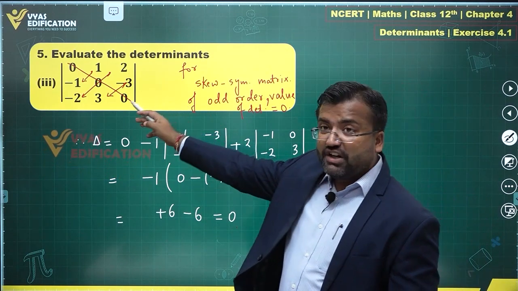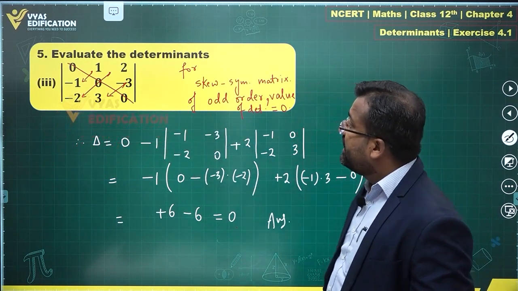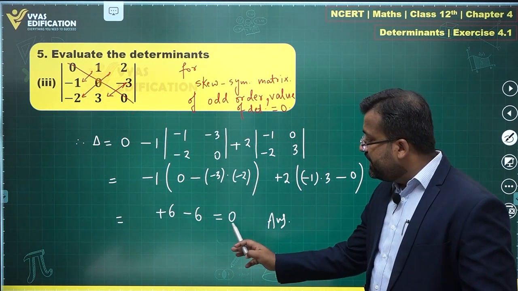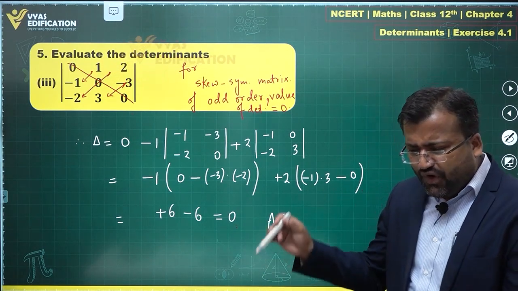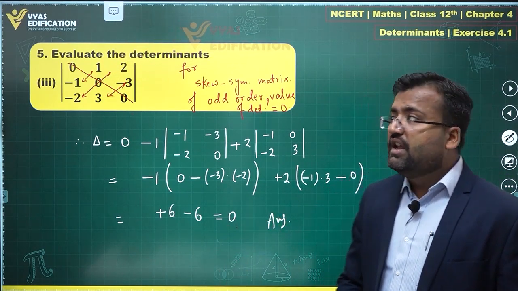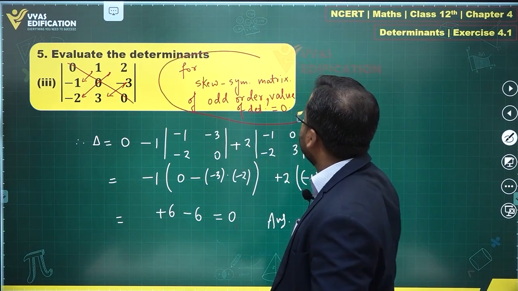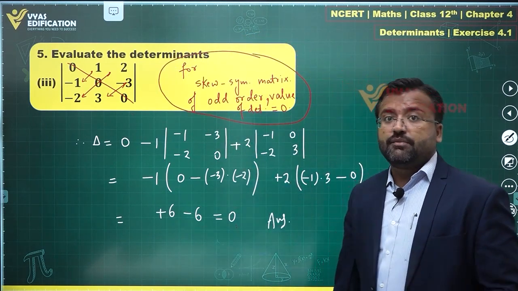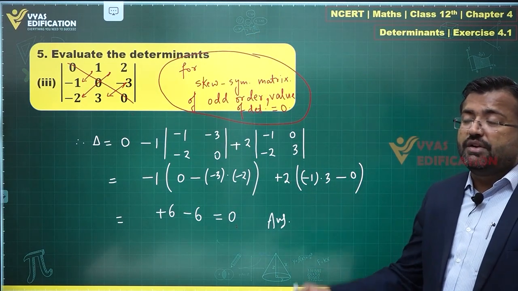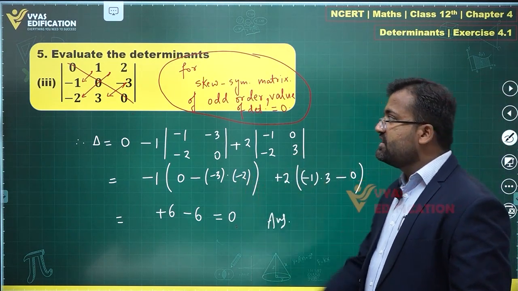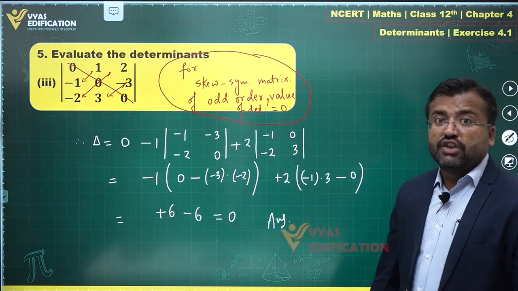Odd order would be order 3, right? For a skew symmetric matrix of odd order, the value of the determinant is simply 0, as you can see for this particular case over here as well. And this is one important statement which you can remember. For a skew symmetric matrix of odd order, the value of the determinant will be 0, right? That's something which you can observe. Let's move on to the next one after this.